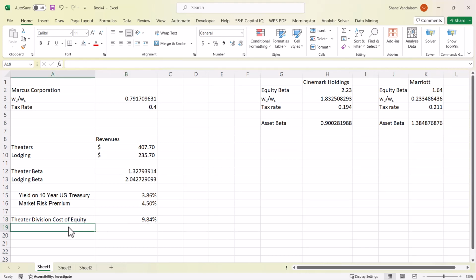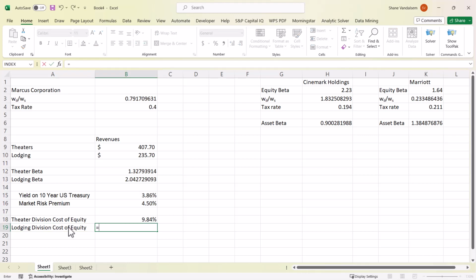And then the lodging division cost of equity, again using the security market line from the capital asset pricing model, is equal to the risk-free rate plus the beta multiplied by the market risk premium. We get a value here of 13.05%.